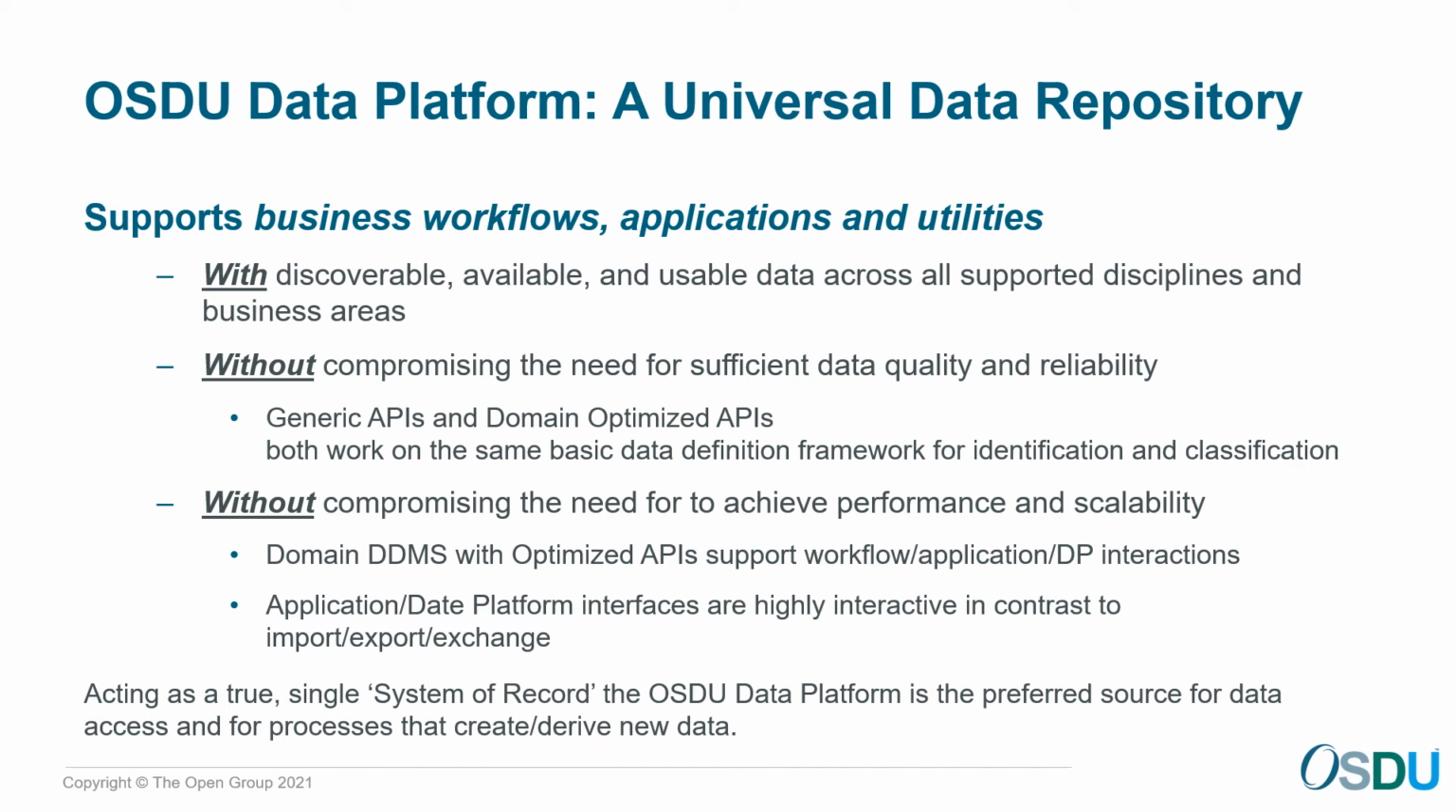But at the same time, this flexibility is not necessarily usable for applications. Applications prefer type-safe, optimized APIs for data access. Without these optimized APIs, applications will typically use a data platform simply for storage and download the data and operate outside of it. So the OSDU Data Platform provides a combination of generic APIs, which gives flexibility, and domain APIs, which provides optimization and usability for applications. And you'll see in the architecture how these competing goals are addressed.